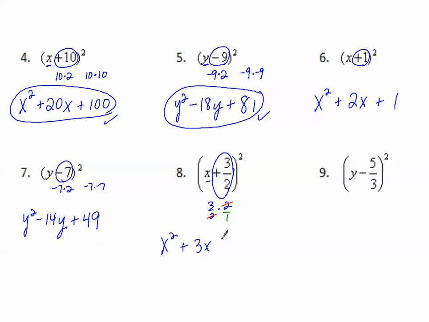Feel free to use a calculator if you prefer it. 3 over 2 gets multiplied to itself. 3 times 3 is 9, and 2 times 2 is 4.